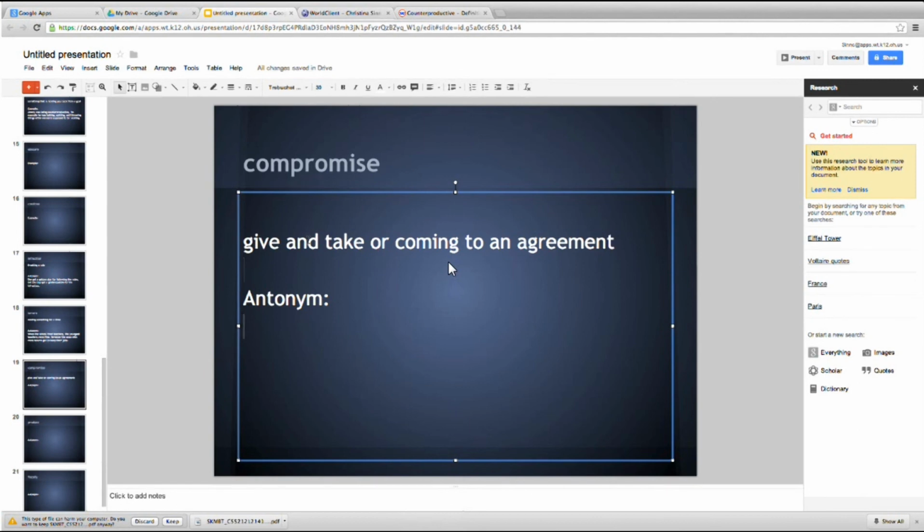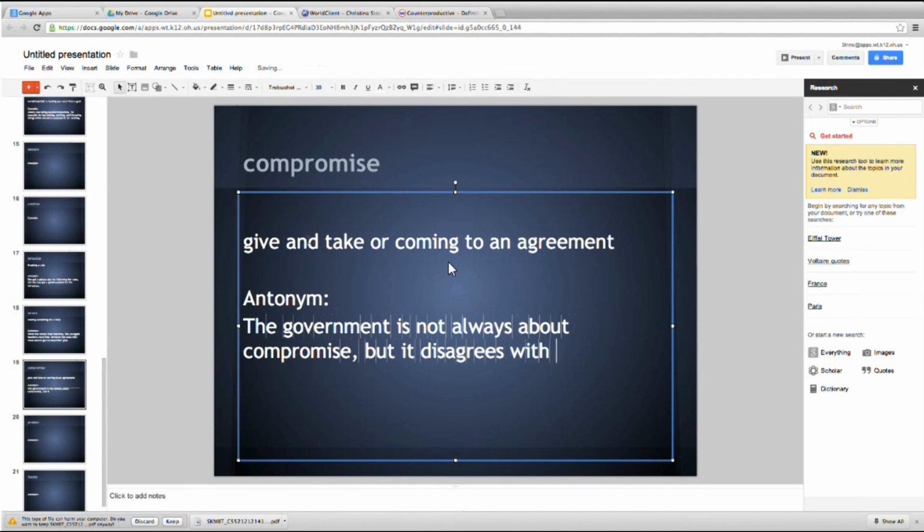Okay, Garrett, do you have a good sentence for the antonym? I don't give. I take. It's true, I never give. The government is not always about compromise, but it always is something. The government always disagrees with each other. That's a good one. The government is not always about compromise, but it disagrees with each other. Excellent.